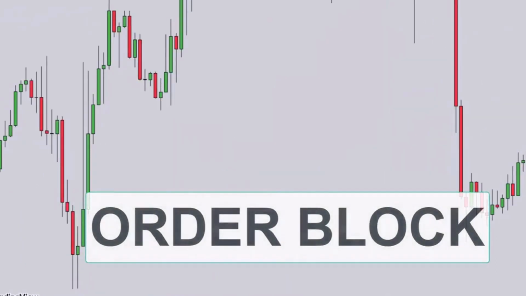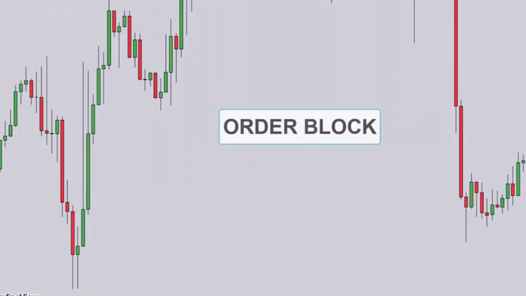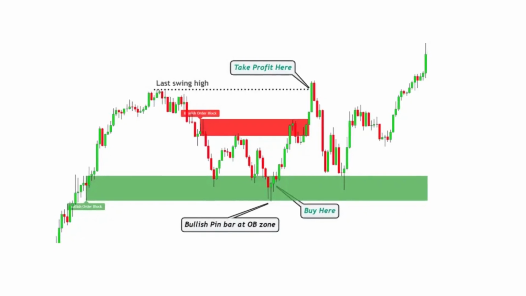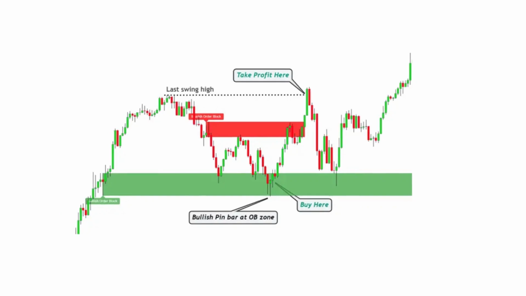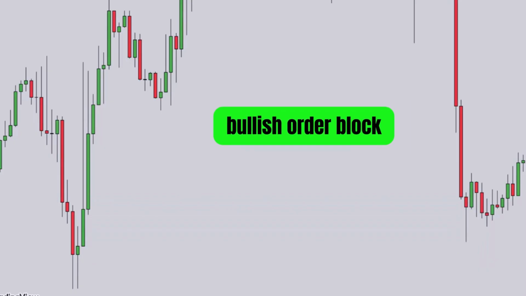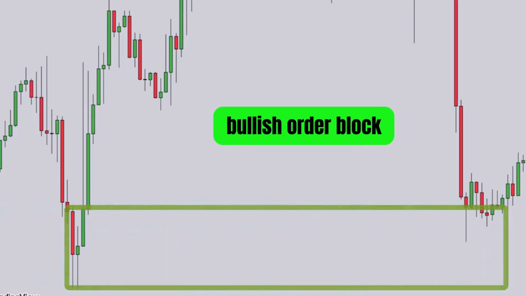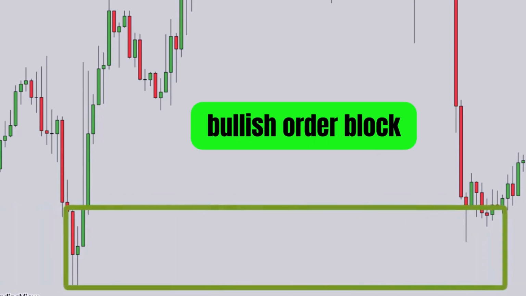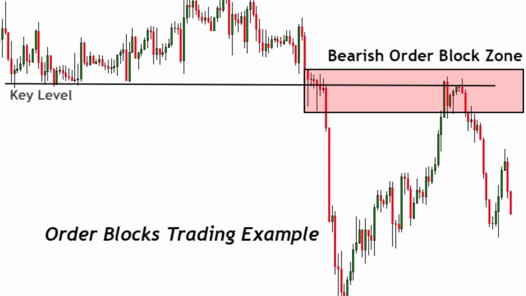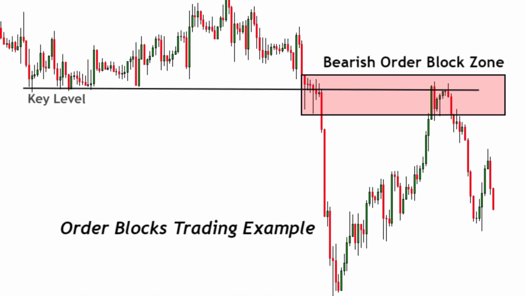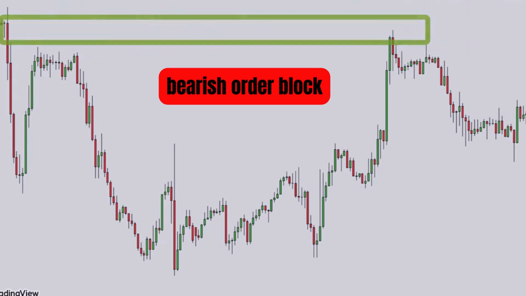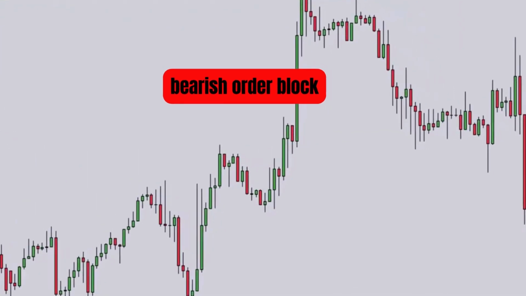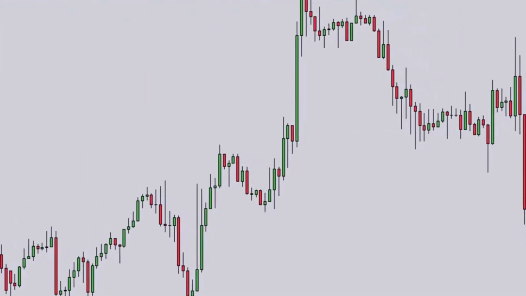Order block, OB, concept analysis. We have 2 types of order blocks. 1, bullish order block. 2, bearish order block. Bullish order block. In a bullish order block, we find the last red bearish candle before a significant upward move, and we draw it as a zone. Bearish order block. In a bearish order block, we identify the last green bullish candle before a significant downward move and draw it as a zone, then we wait for the price to return to this zone.